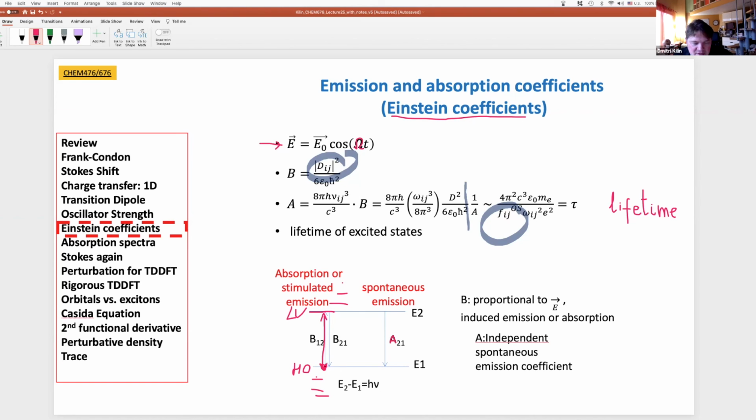So the B12 is absorption, and it is called stimulated absorption because it is stimulated by external light, so irradiated by laser or by sunlight, and the molecule absorbs light, and there is a promotion from ground to excited. The probability of such a transition is oscillator strength divided by dielectric constant and Planck constant.